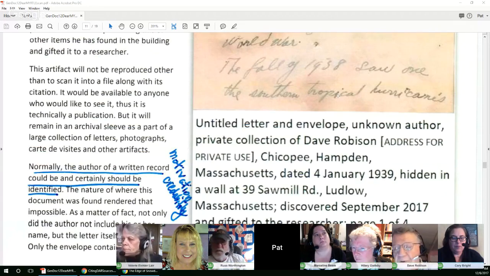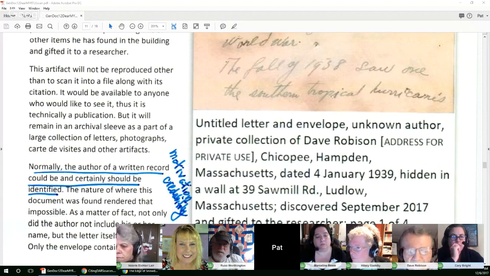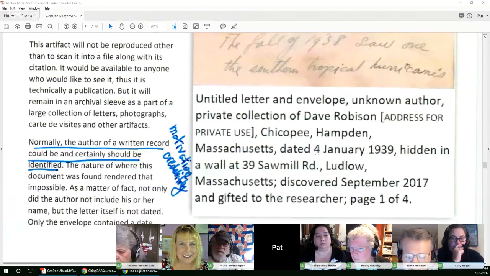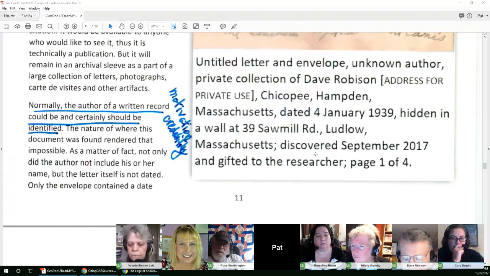The house itself was built in the late 1700s. And this was an addition that was put on in 1938, obviously, and the whole house had been moved from its original location. But that's all background that I got from Greg. I only wanted to cite the letter itself, and it's an untitled letter, an envelope, unknown author, private collection, etc., etc. So I think the citation should be satisfactory. Yes, discovered September 2017, gifted to the researcher, page 1 of 4.